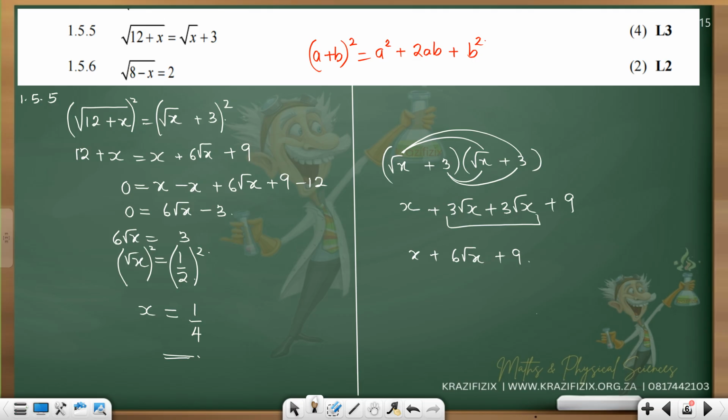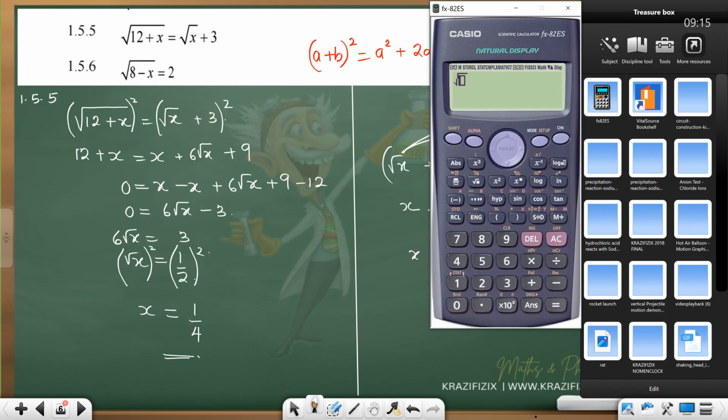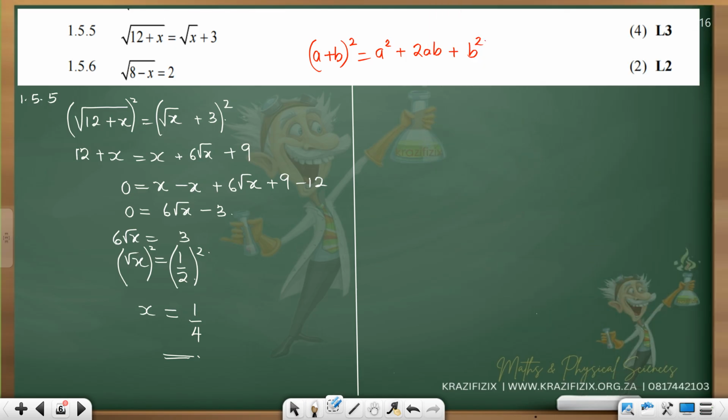Let's test. This looks very interesting. Let us test. 12 plus a quarter. 7 over 2. Okay. Now, what about this one? The root of a quarter plus 3. 7 over 2. So we're good. We are perfectly good. So this is where we test. In other questions of solve for x, we don't test. But we're testing because of the presence of a square root.